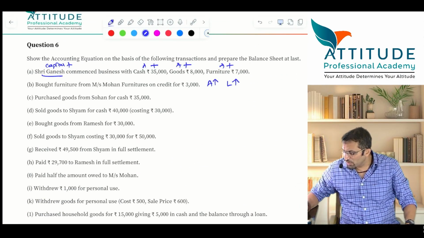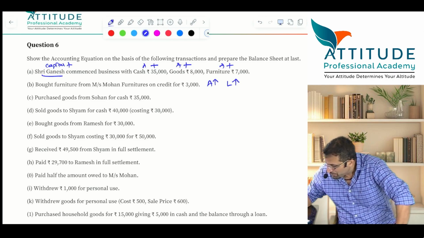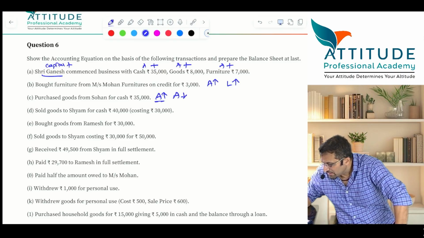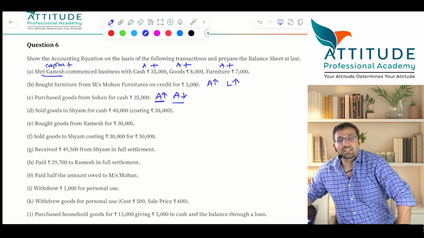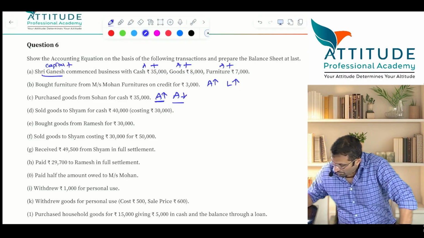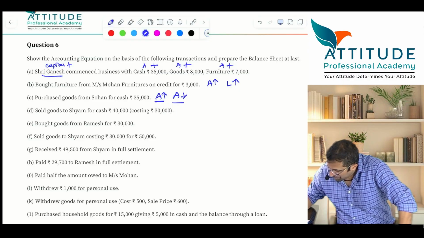Here, purchased goods from Sohan for cash. Tell me. One asset reduces and another asset increases. Which asset increases? Stock. Which asset reduces? Cash. Is it understood? Okay.